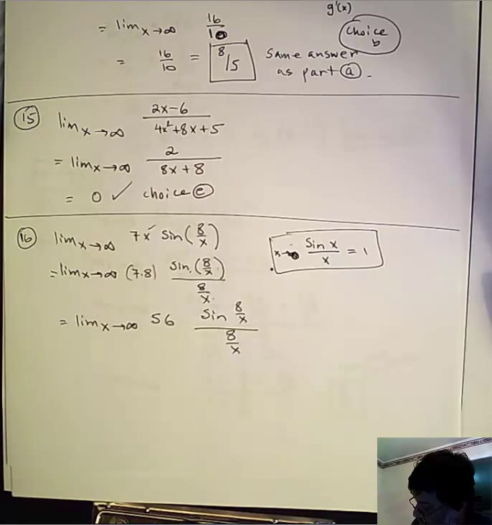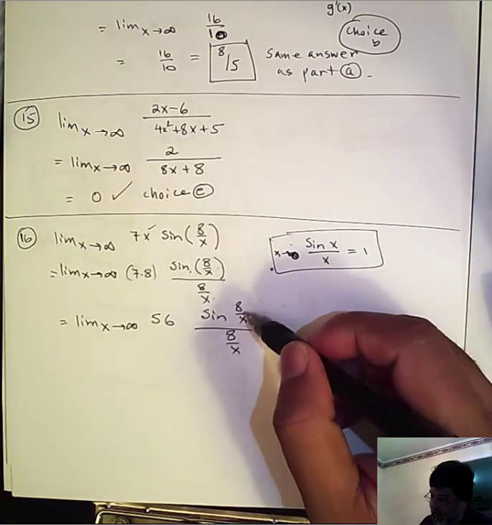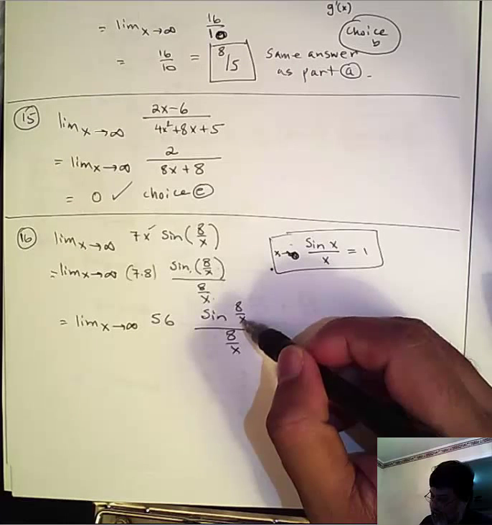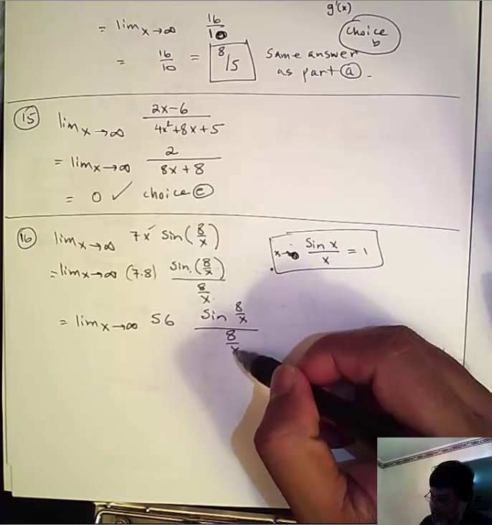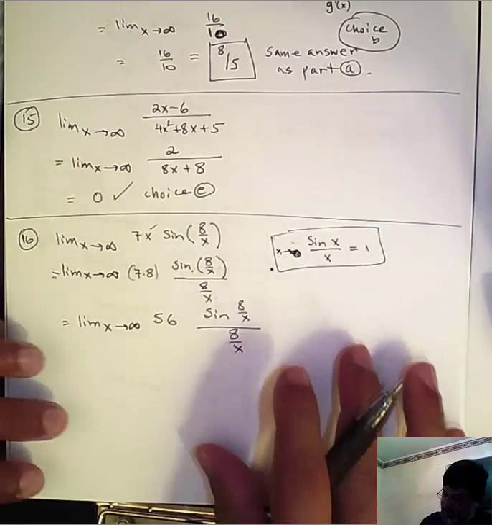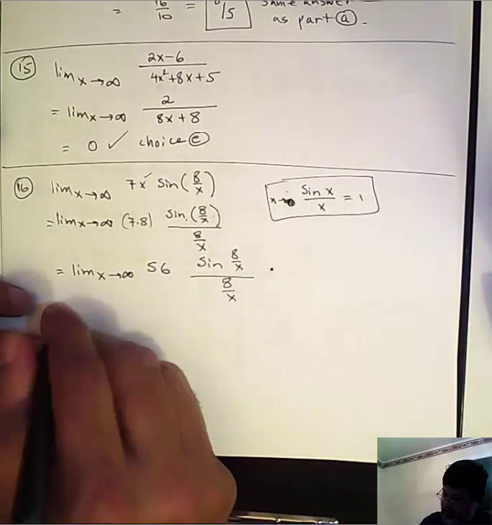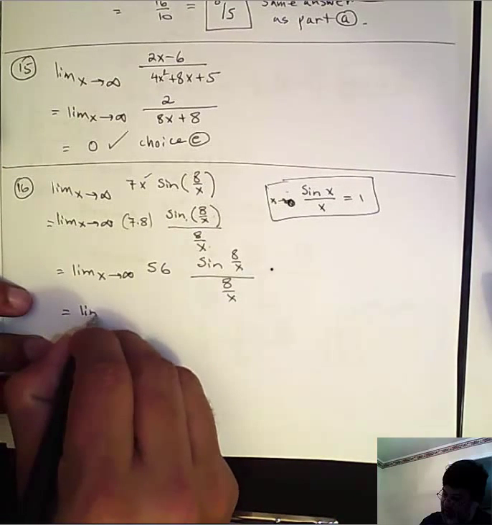Now, what can we do? We can go ahead and plug in infinity, and if I plug in infinity, this is 8 over infinity, or 0. We cannot divide by 0. So we have to go ahead and use L'Hopital's rule and take the derivative.